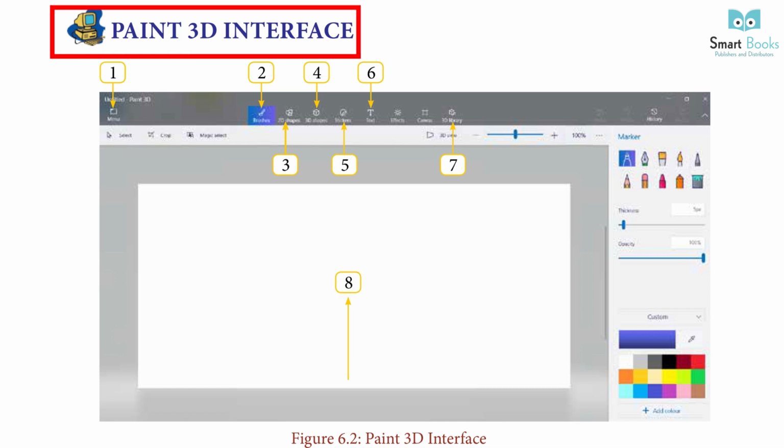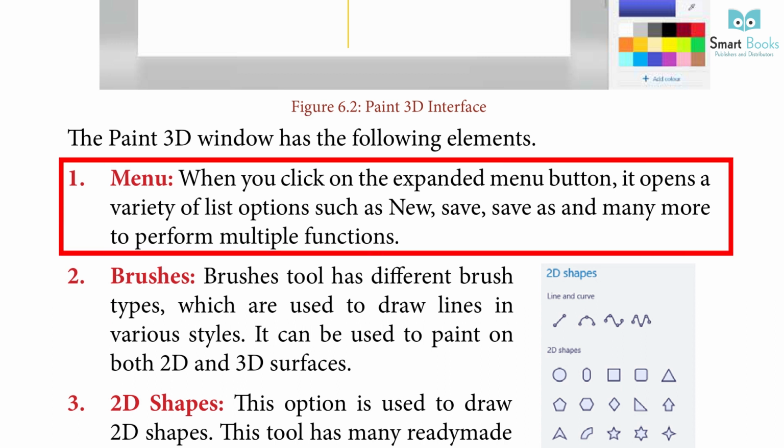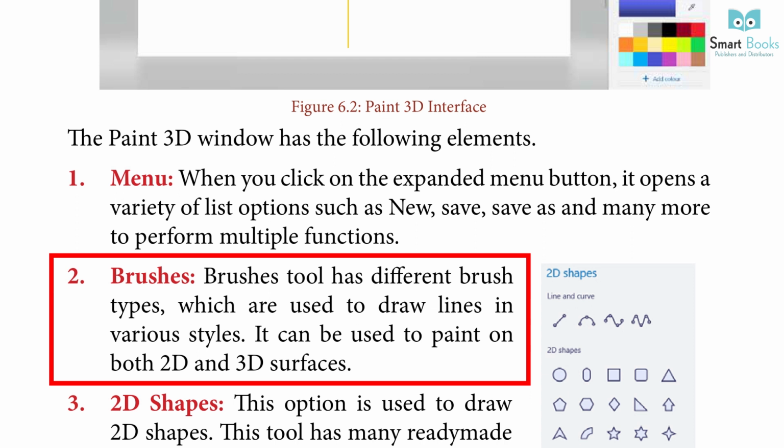Paint 3D interface. The Paint 3D window has the following elements. 1. Menu. When you click on the expanded menu button, it opens a variety of list options such as New, Save, Save As, and many more to perform multiple functions. 2. Brushes. The brushes tool has different brush types which are used to draw lines in various styles. It can be used to paint both 2D and 3D surfaces.